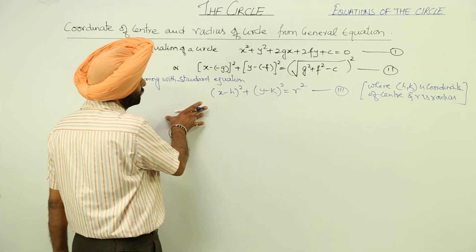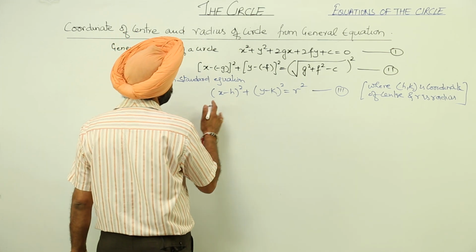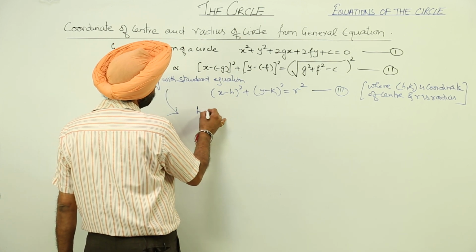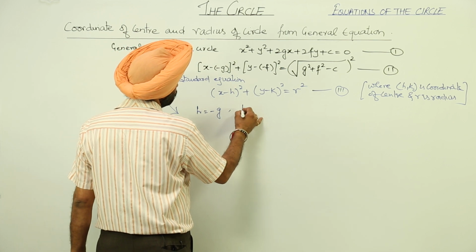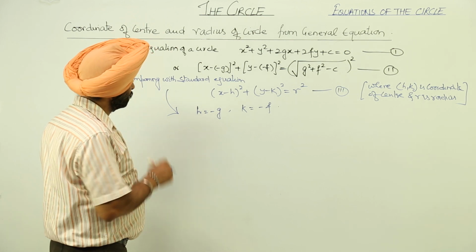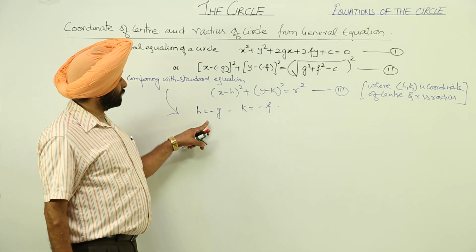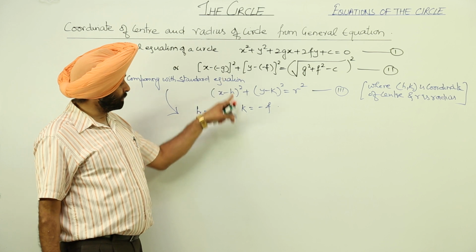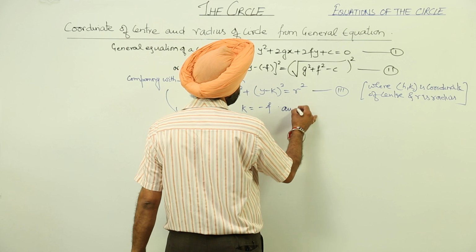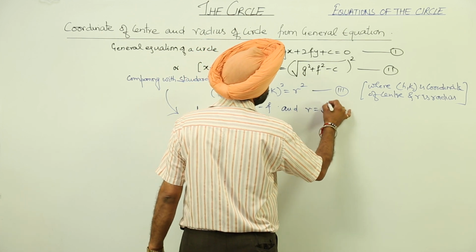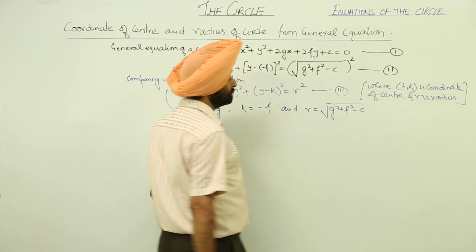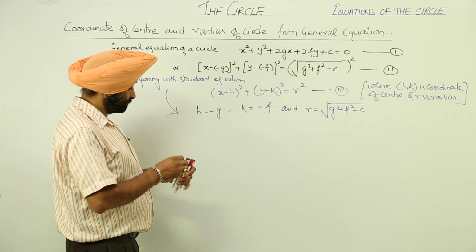Now, comparing with the standard equation, what are we getting? We are getting h is equal to negative of g and k is equal to negative of f. Is it clear? So, we now have h as negative of g, k as negative of f, and r as square root of g square plus f square minus c.